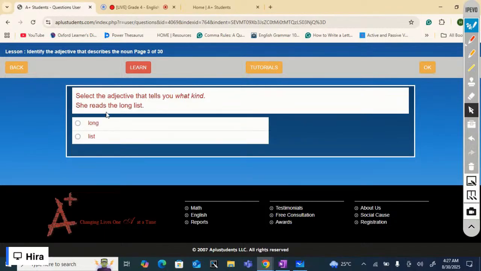She reads the long list. Now select the adjective that tells you what kind. Now you can write in the comment section, you can write the correct answer as well. Like if long is the answer, you can write long. If list is the answer, you can write this word rather than writing option one or two. You can choose to write the answer.